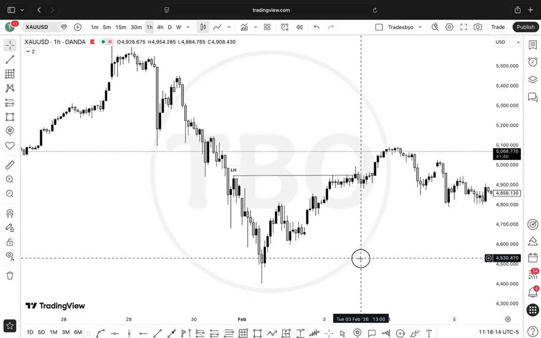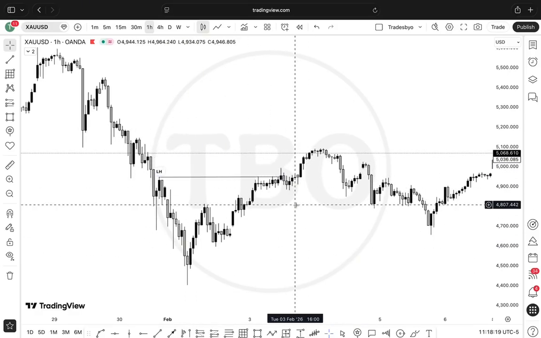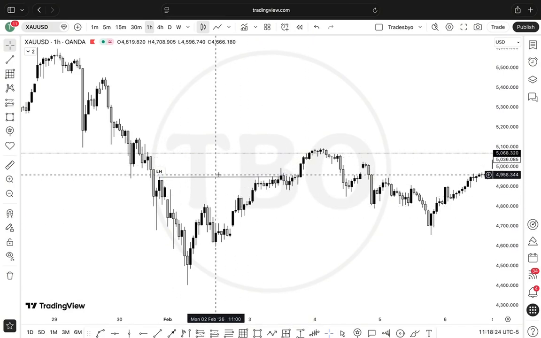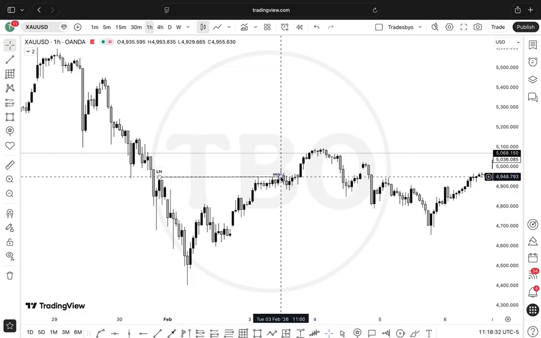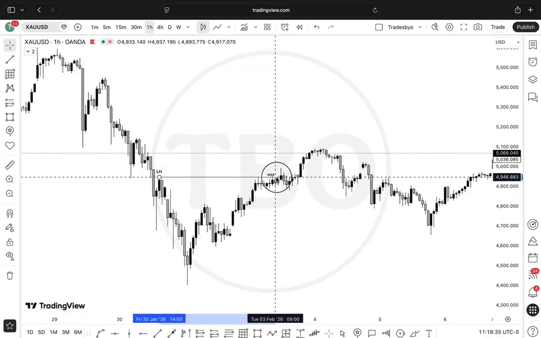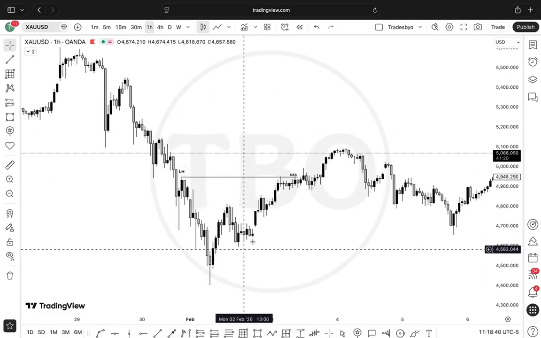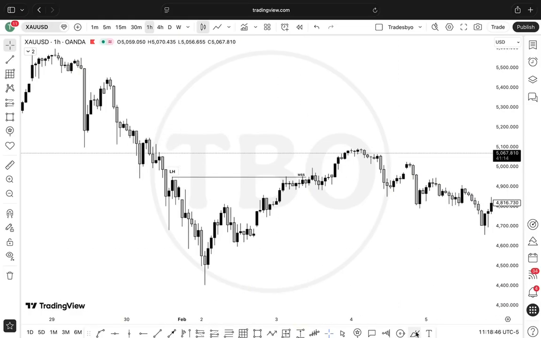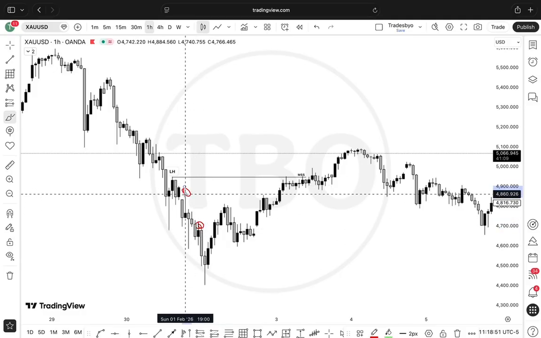What happened is, I want to see price break above this high and close above that high, and price did that. So this is now known as a market structure shift. Let's label that. It's a market structure shift because the market was once trading downwards and then we had a shift to the upside. Some people would mark out this small high right here, or even this.